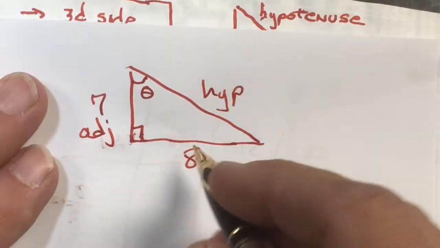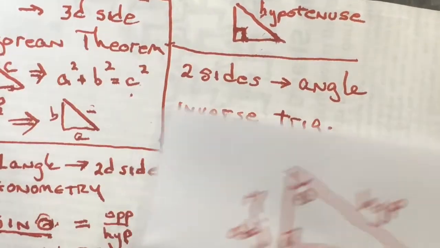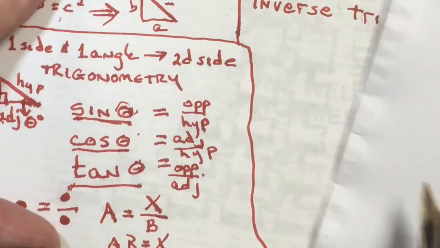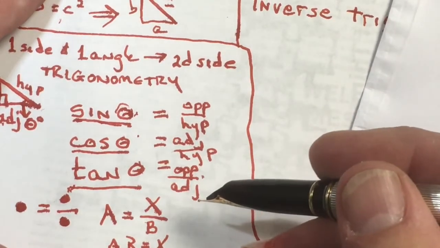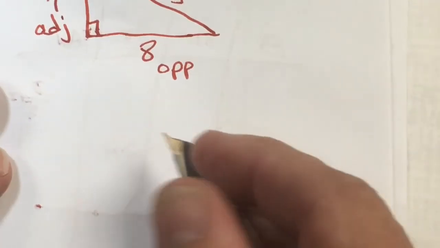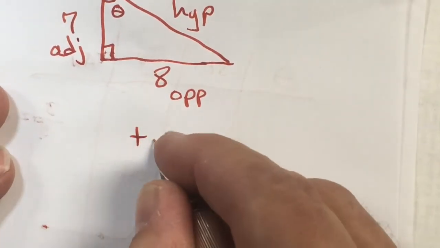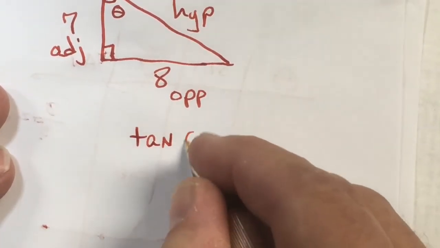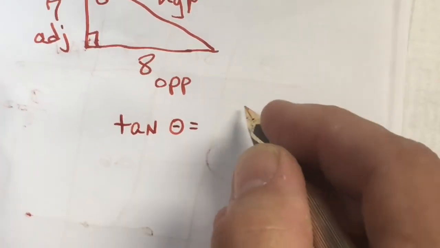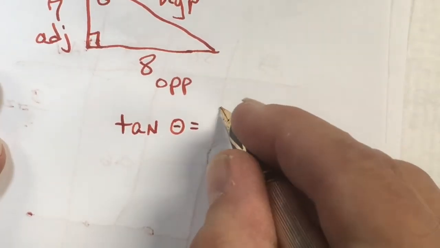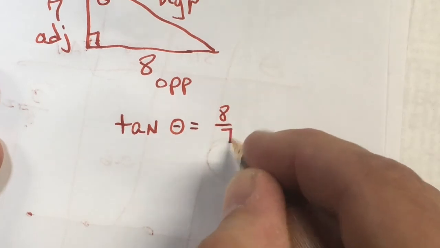So let's compare. I have the adjacent and the opposite. Of the three of these, which one is that going to be? The tangent, exactly. So we just write this down: the tangent of theta is equal to the opposite over the adjacent.